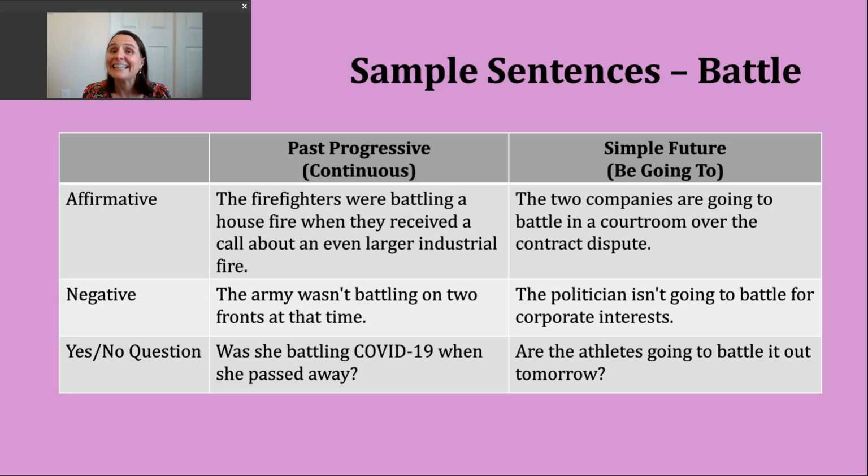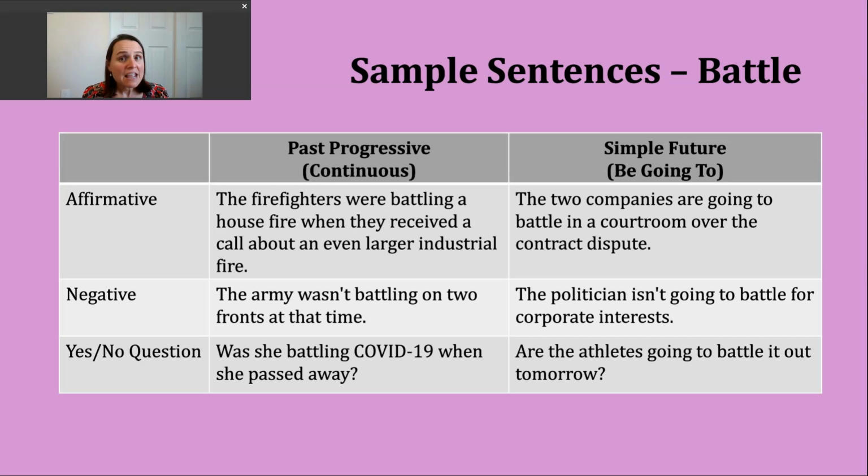Now, if you want to make a negative past progressive sentence, use not after our past form of be. You can see that in our example here. The army wasn't battling on two fronts at that time. So we can see was not, and then our ing form of the verb again.